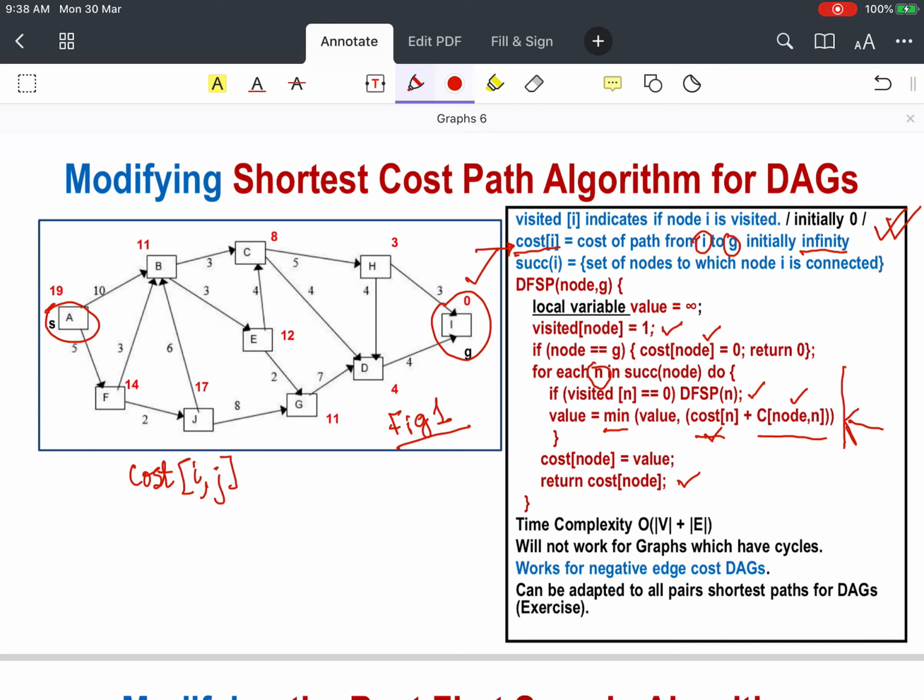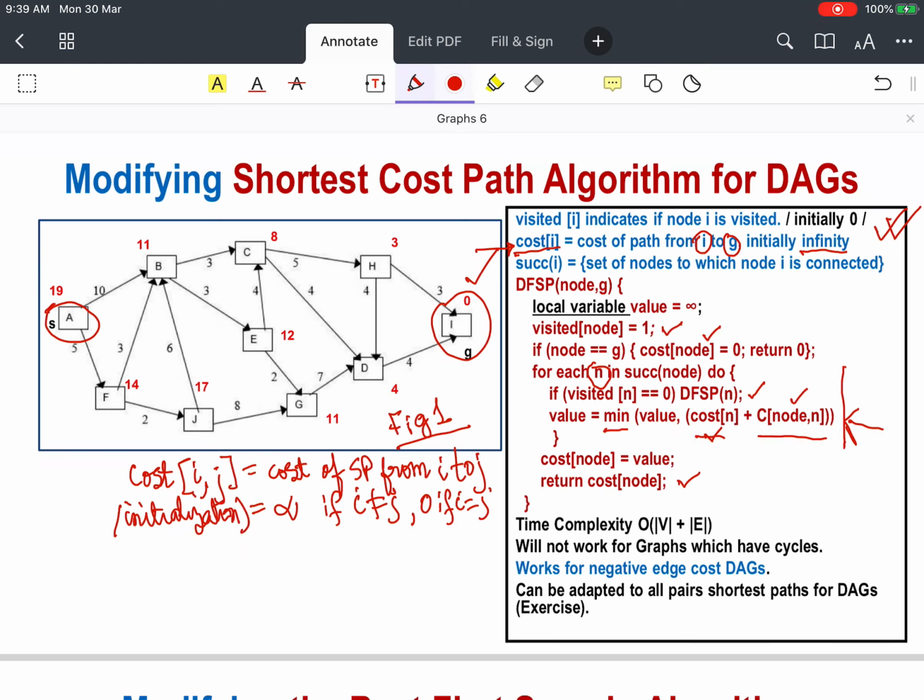This is the global array we define, which is the cost of the shortest path from i to j. Here we initialize everybody to infinity if i is not equal to j, and equal to 0 if i is equal to j. That means for i equal to j, we set it to 0. Otherwise, for i not equal to j, we initialize to infinity. This is the initialization that we do.